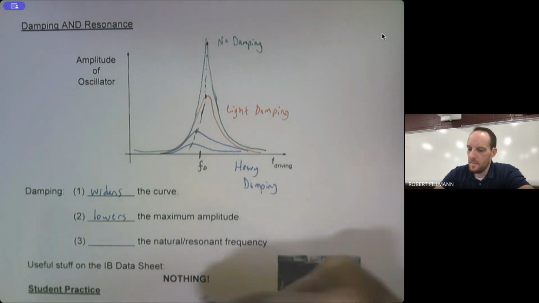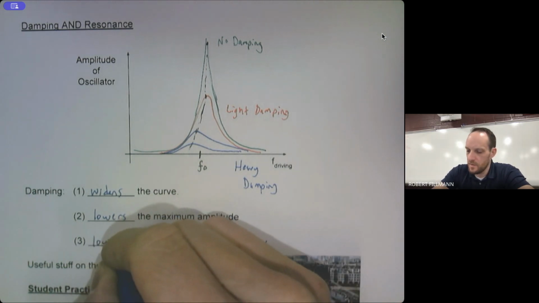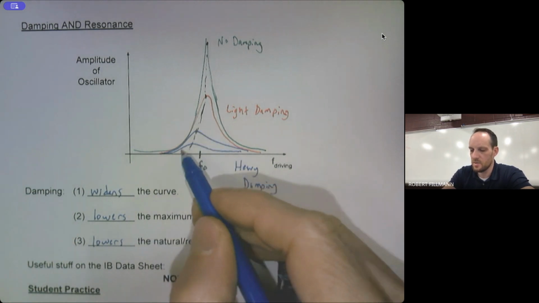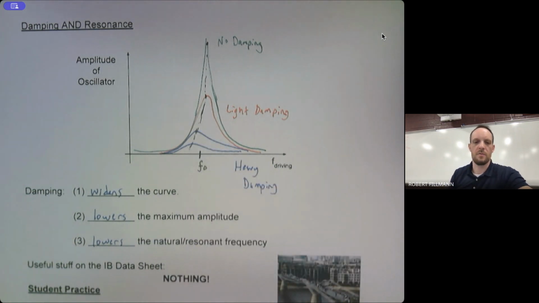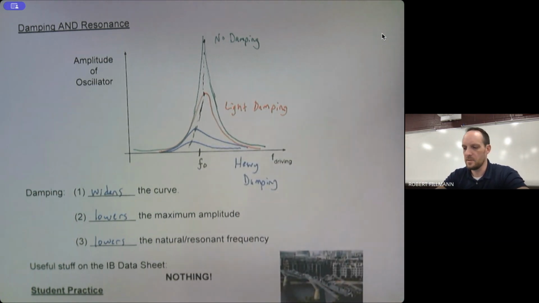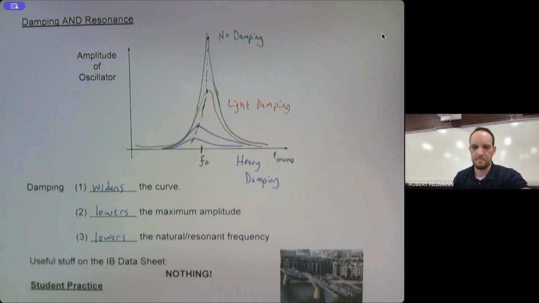And it also lowers the natural frequency, the resonant frequency. We talked about that before. The rate at which a damped oscillator wants to oscillate is slower than the undamped oscillator. So that's why the peak is actually drifting toward lower frequencies. And this kind of thing might show up on the test. It'd be good to know how this curve changes with damping. And these are the three things you need to be aware of.